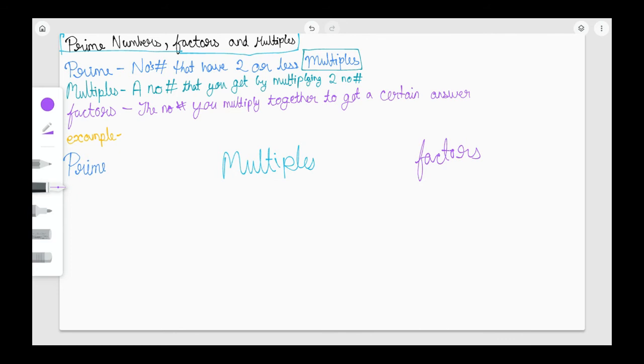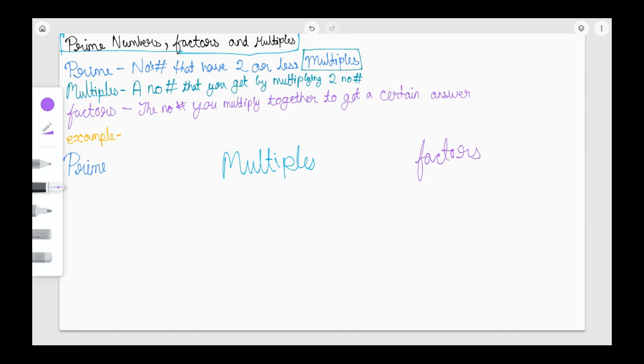Okay, so let's start. What are prime numbers? Prime numbers are numbers that have two or less multiples. So I'm going to be doing examples. Multiples: a number that you can get by multiplying two numbers. Again, I will be doing examples so you guys understand better. Factors: the numbers you multiply together to get a certain answer.